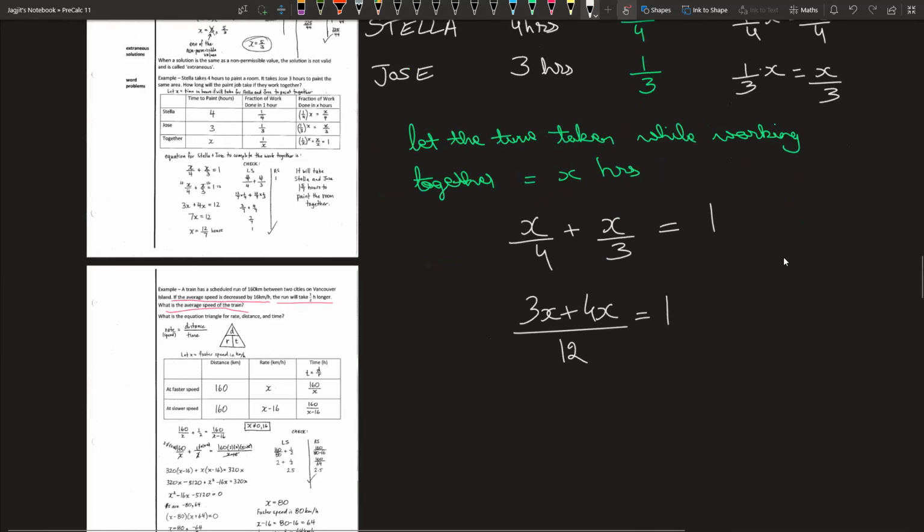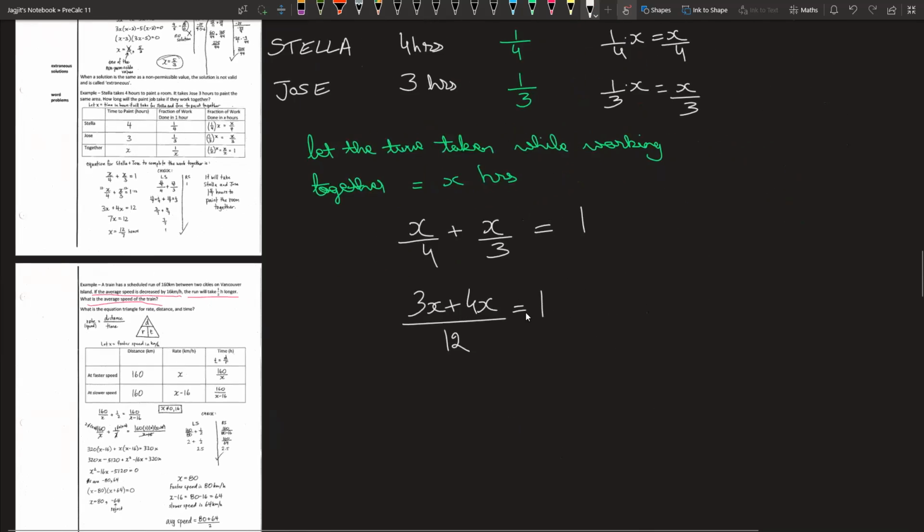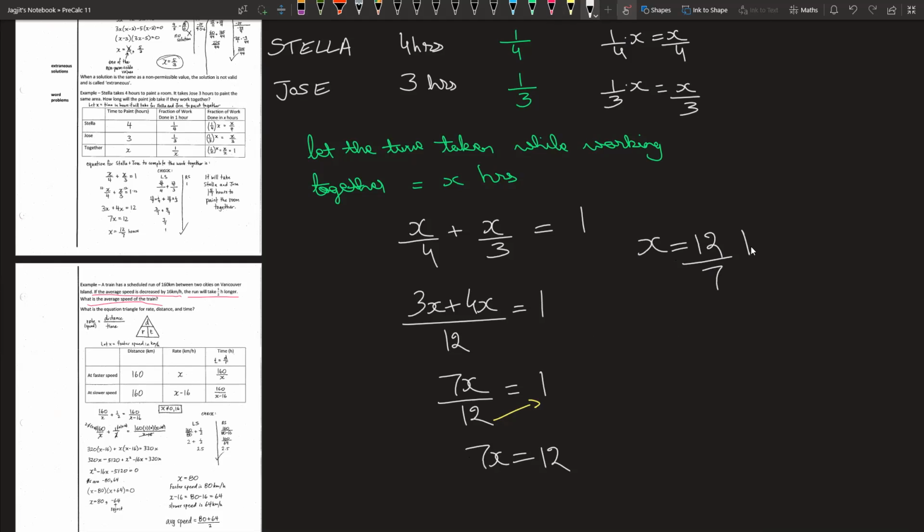So then you get 3X plus 4X is 7X over 12 is equal to 1. Then what happens? Cross multiply the 12s. Then you get 7X is equal to 12. Divide both sides by 7. You get X is equal to 12 over 7 hours. Guys, that's how long it's going to take them if they paint the room together.